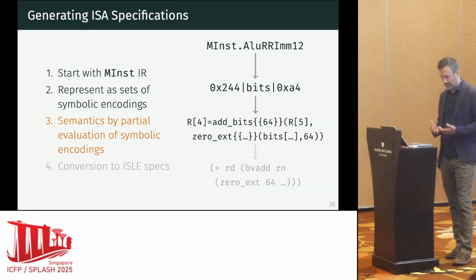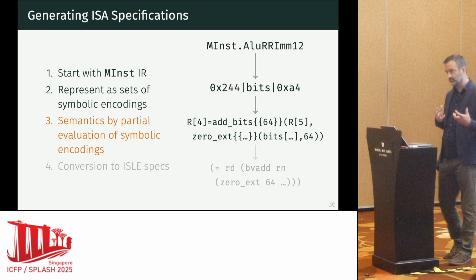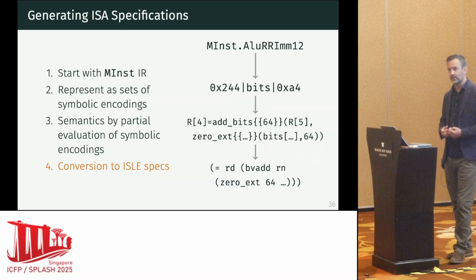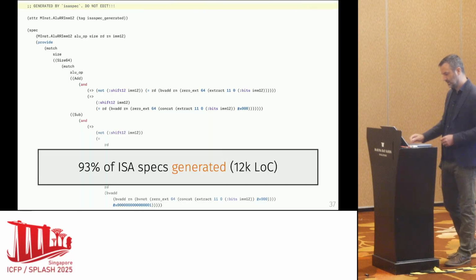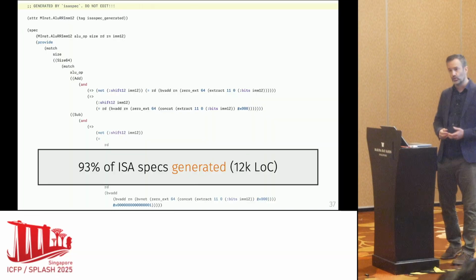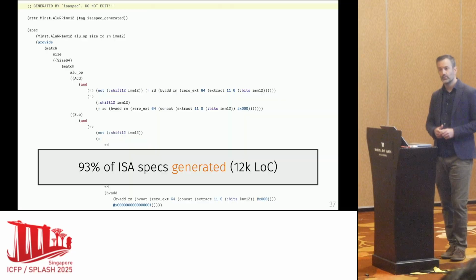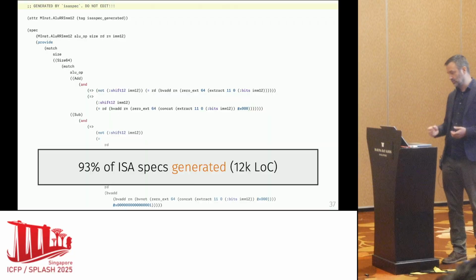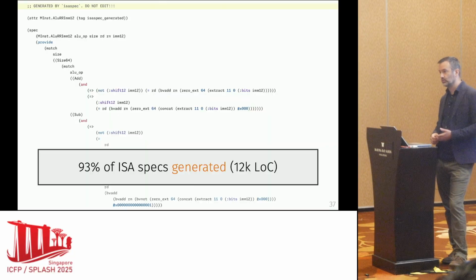On top of that, we forked and extended the ASLP project such that we can generate semantics for these symbolic encodings. And then given such a semantic program, we can convert it into IL specifications to use in our verifier. And with that, we were able to auto-generate almost all of the ISA specifications that we needed for verification, producing thousands of lines of code that would otherwise have to be written by hand.